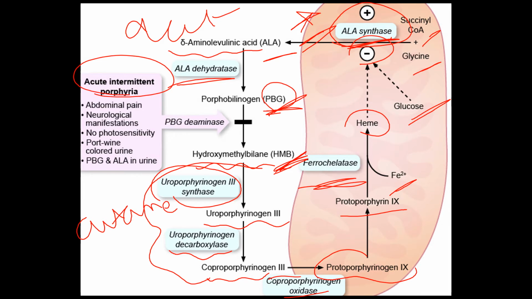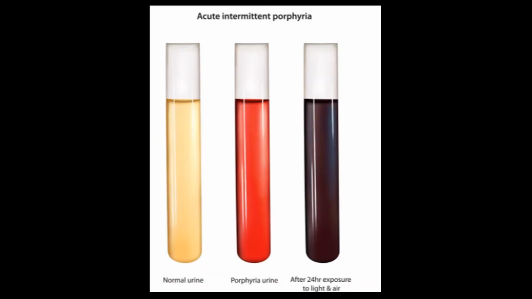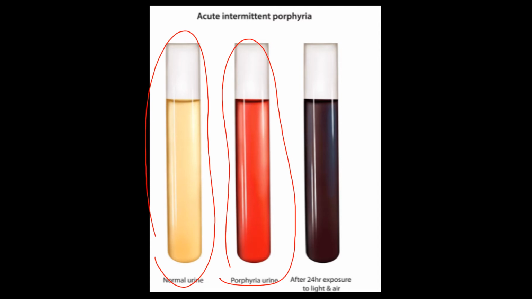And acute intermittent porphyria is manifested by abdominal pain, neurological manifestations, no photosensitivity as I told you, and port wine colored urine, and PBG and ALA in urine, and this is mostly due to PBG deaminase enzyme deficiency. This picture demonstrates the acute intermittent porphyria urine findings. And this is the normal urine, this is the porphyria urine, and this is after 24-hour exposure to light and air.